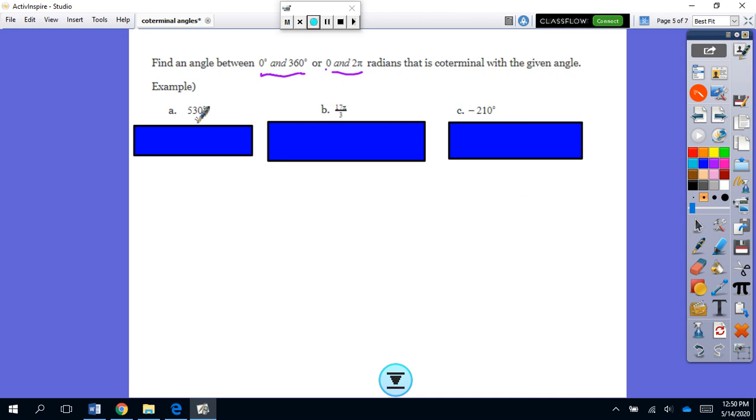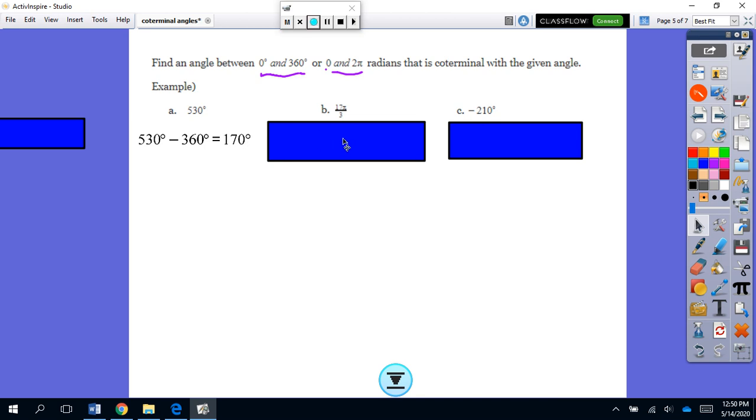So I'm looking at the angle 530 degrees. Since that's more than 360, I need to subtract 360 till I get an angle that's within this parameter, 0 to 360. You may have to do that more than once. In this case, I only had to do it once because I got 170, which is between 0 and 360 degrees. It's not necessarily one of the special angles that we look at on the unit circle, but it is between 0 and 360, so it is within those parameters.